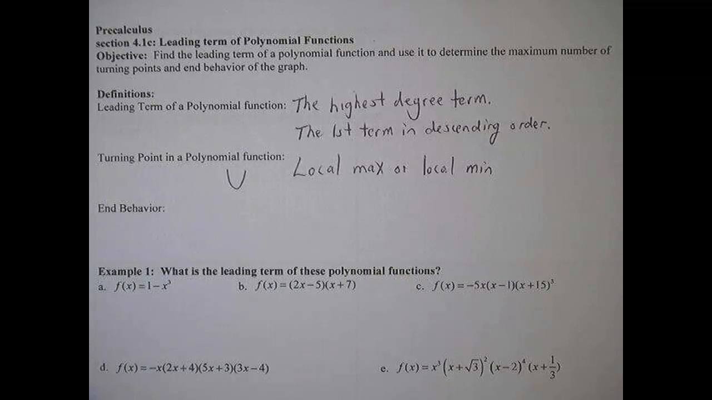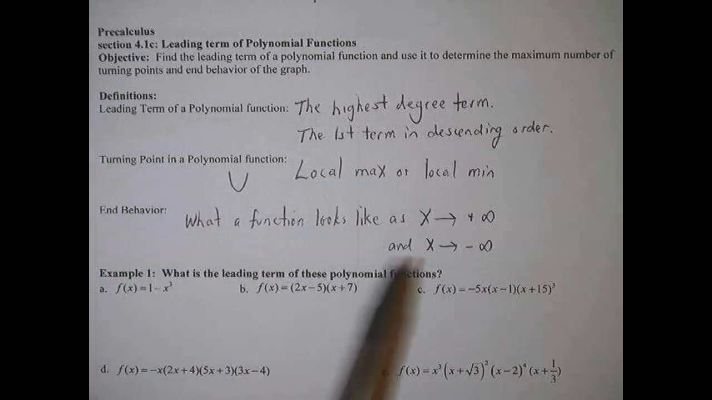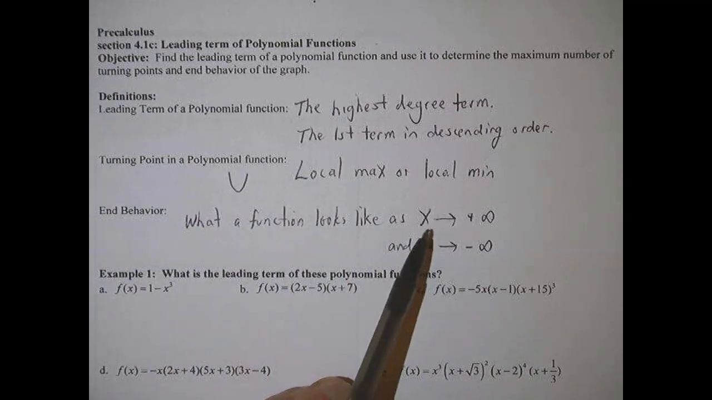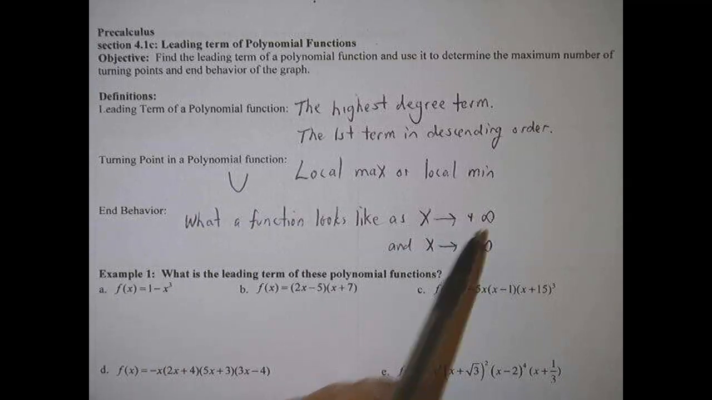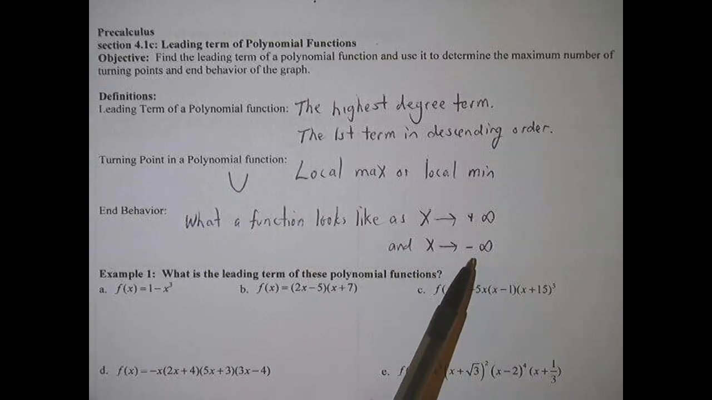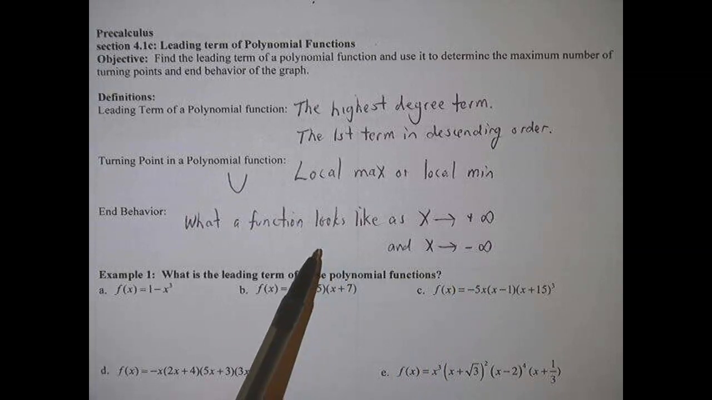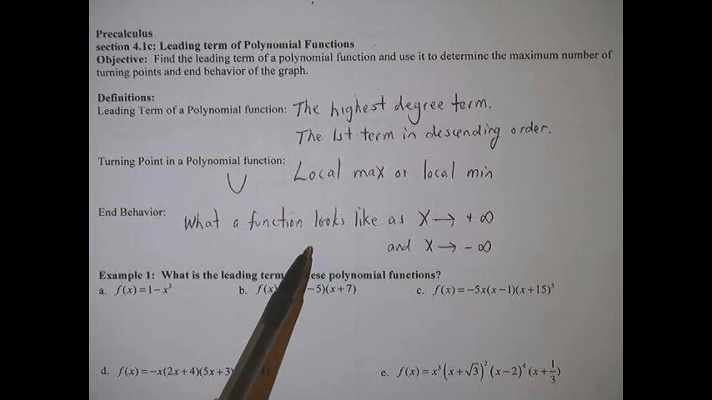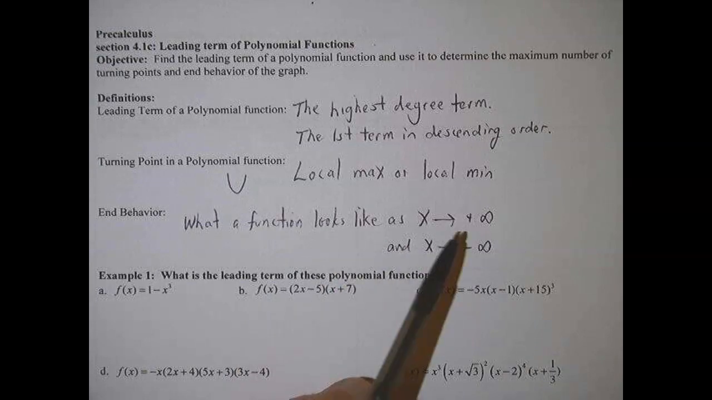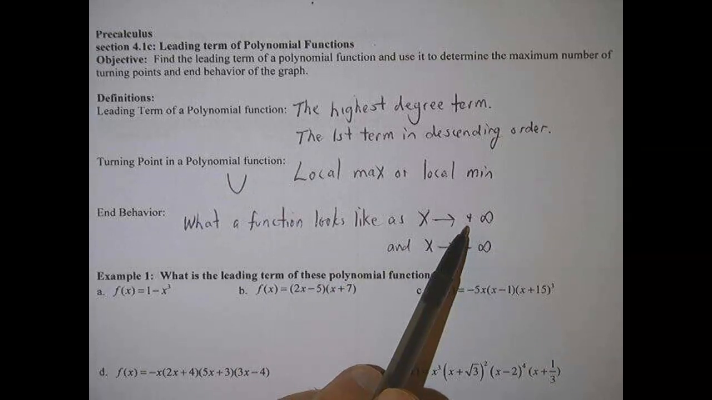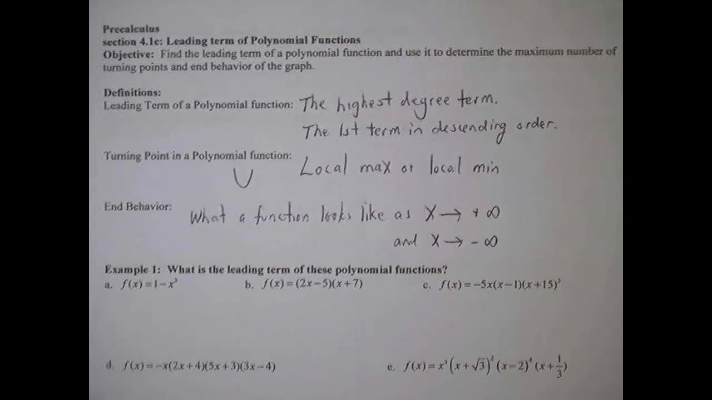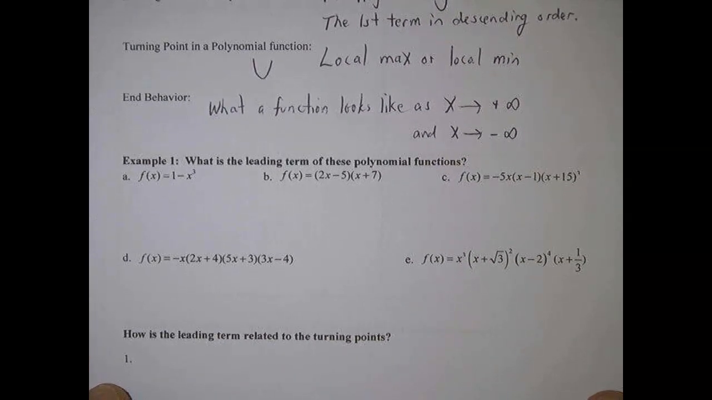So what is end behavior? End behavior is what we're looking at as x gets very large towards positive infinity or very small towards negative infinity. We could write that as what a function looks like as x approaches positive infinity and as x approaches negative infinity. Specifically, when I say what a function looks like, we're looking at what f of x is doing. Is f of x going up as x goes to the right, or is f of x going down? And so on. All right, so let's take a look at some functions.